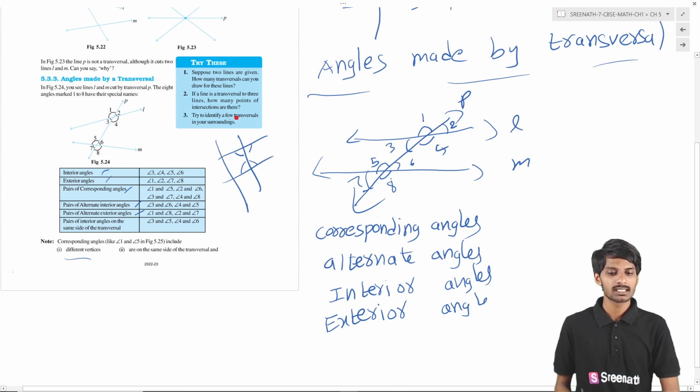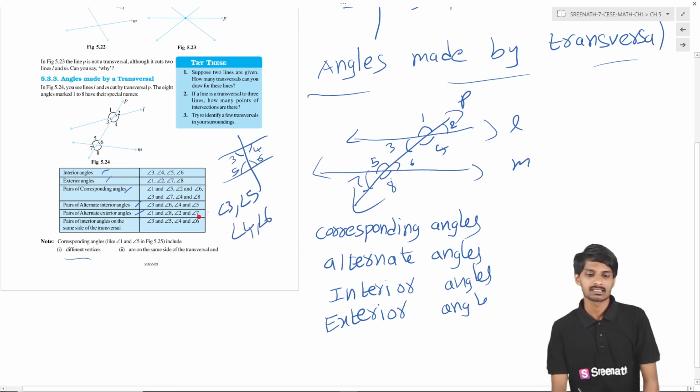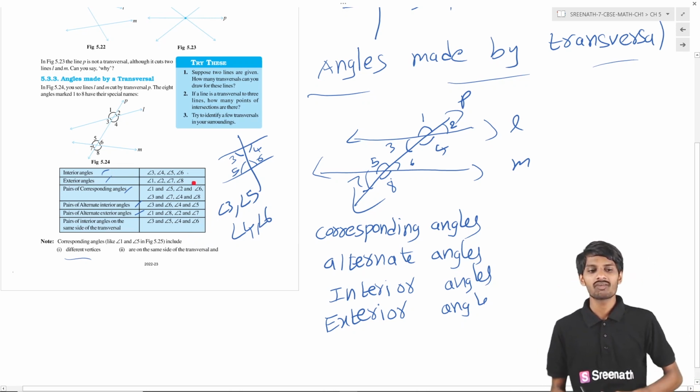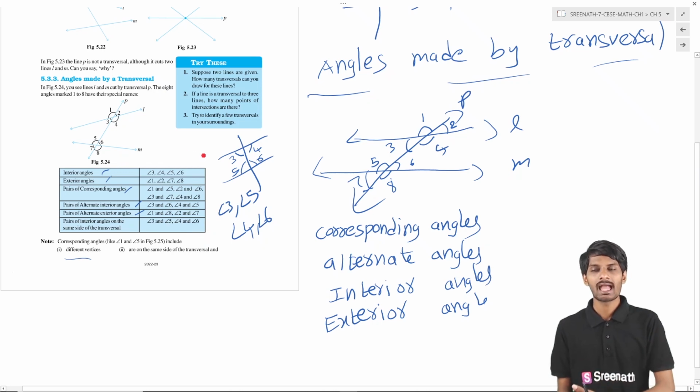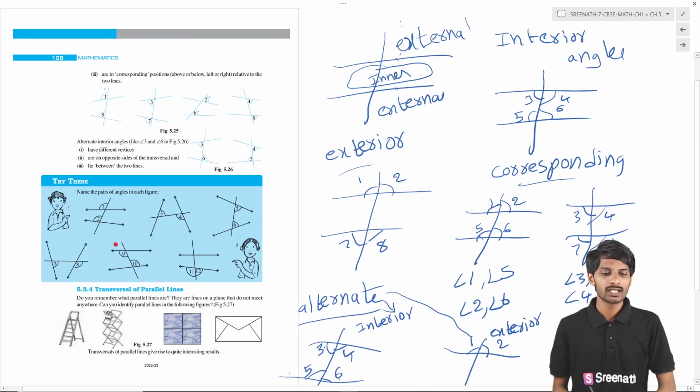So this is one side and this is another side. This is 3, this is 4, this is 5, and this is 6. So angle 3, angle 5 are the pair of interior angles on the same side. And one more is angle 4, angle 6. These are the pair of interior angles on the other side. That's it, students. Whenever there is a transversal cutting two lines, we have this type of angles, students. Okay.